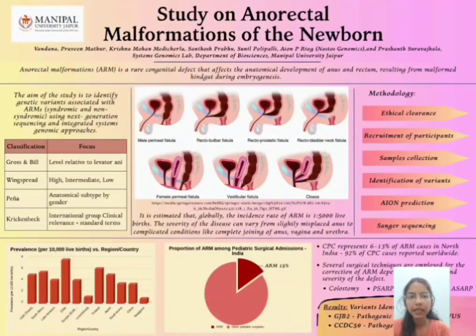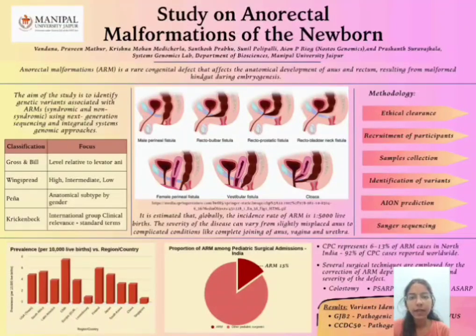A particularly rare and region-specific form, the congenital pouch colon, is seen predominantly in North India, where it represents around 6 to 13% of ARM cases, and notably over 90% of all the CPC cases reported worldwide originate from this region, making it a critical population to study.